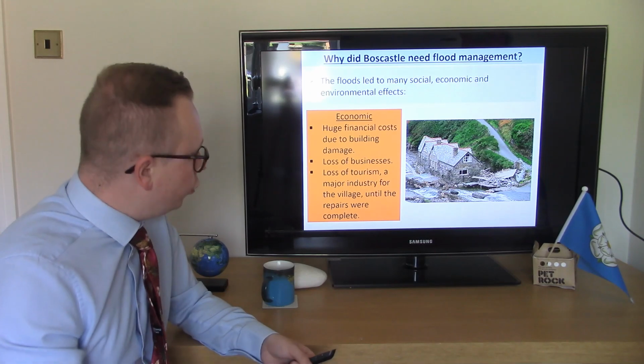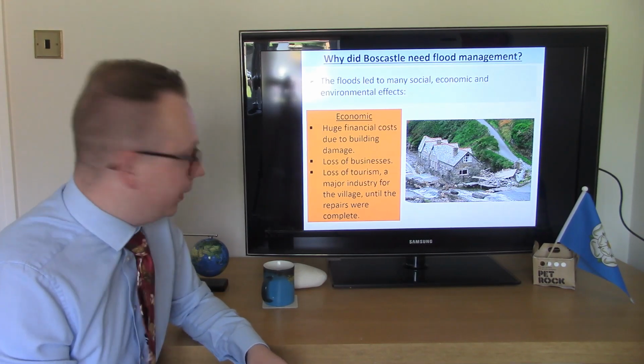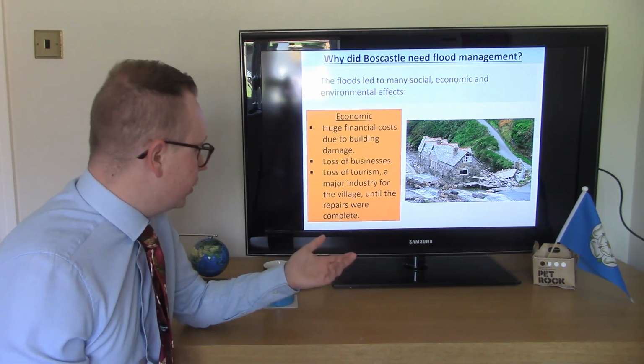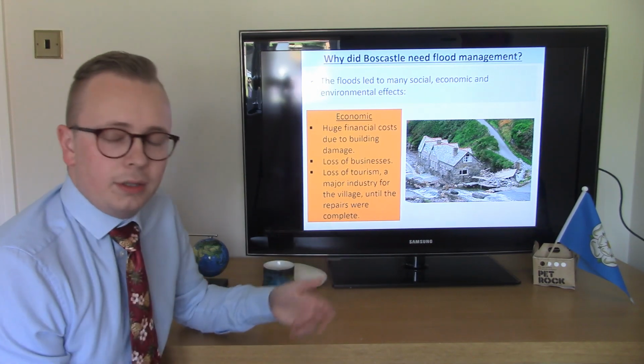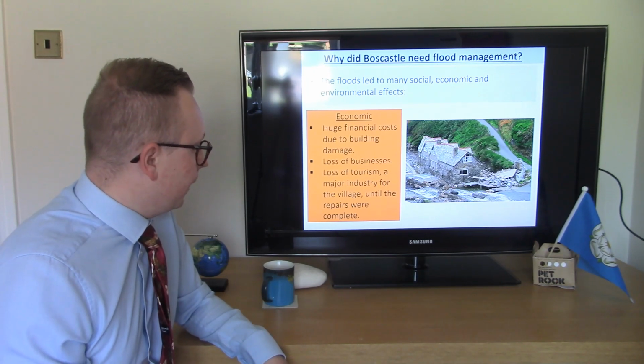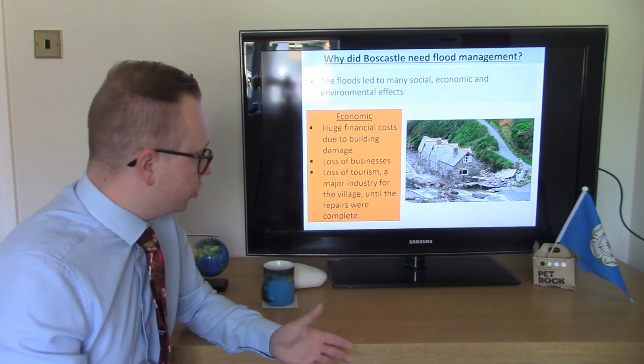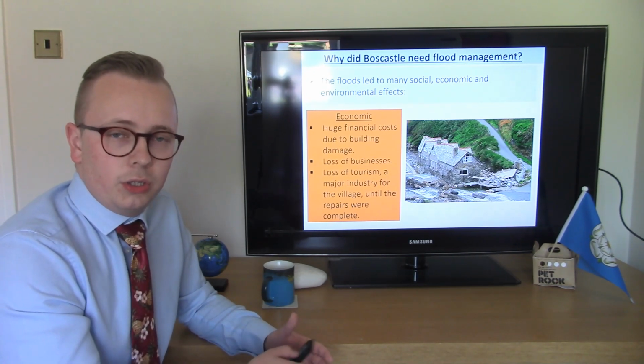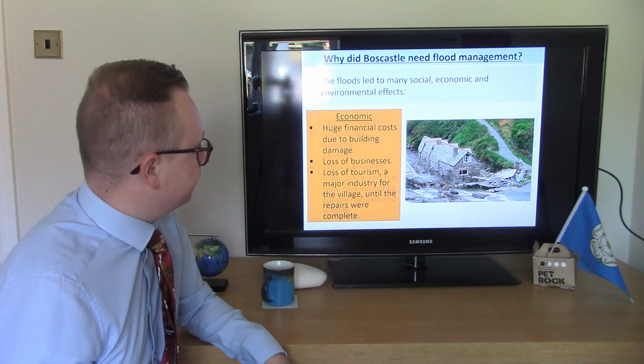Economic impacts: huge financial costs due to the amount of damage done to buildings, loss of businesses, and loss of tourism. Tourism being a major industry in Cornwall and in Boscastle in particular. And as a result of the damage done, there was a significant impact on tourist numbers in the years following.